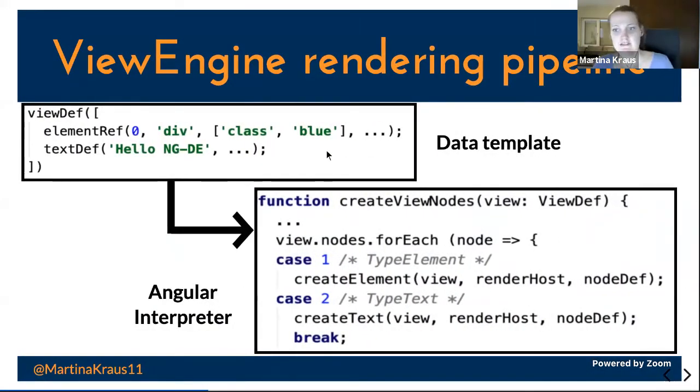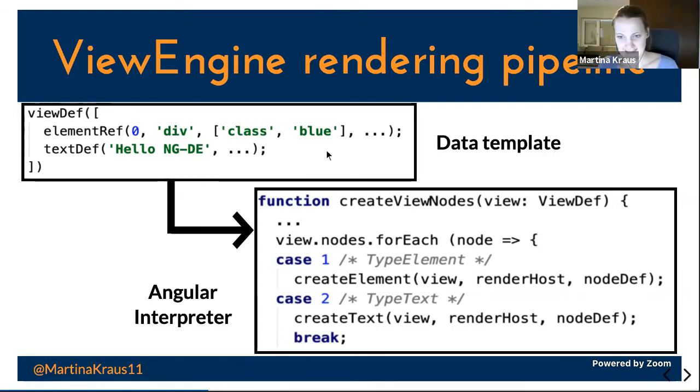So it looks like this: the data template, which has, as I said, an array of so-called view definitions. So we have first an element, div, and a text definition inside this div tag. And then the Angular interpreter, which is more or less just a huge switch case, takes this view definition as an argument and switch-cases through the whole definitions. And this is, by the way, also the reason why View Engine wasn't tree shakeable.